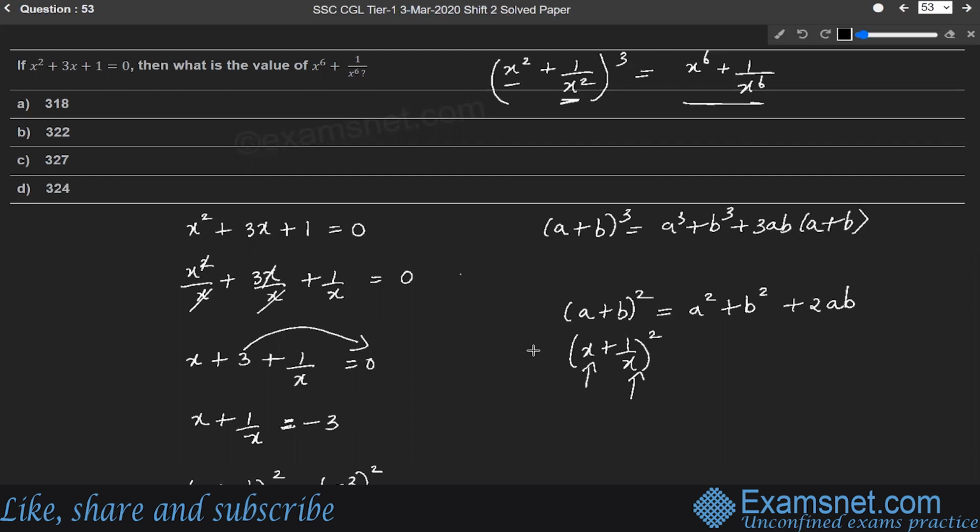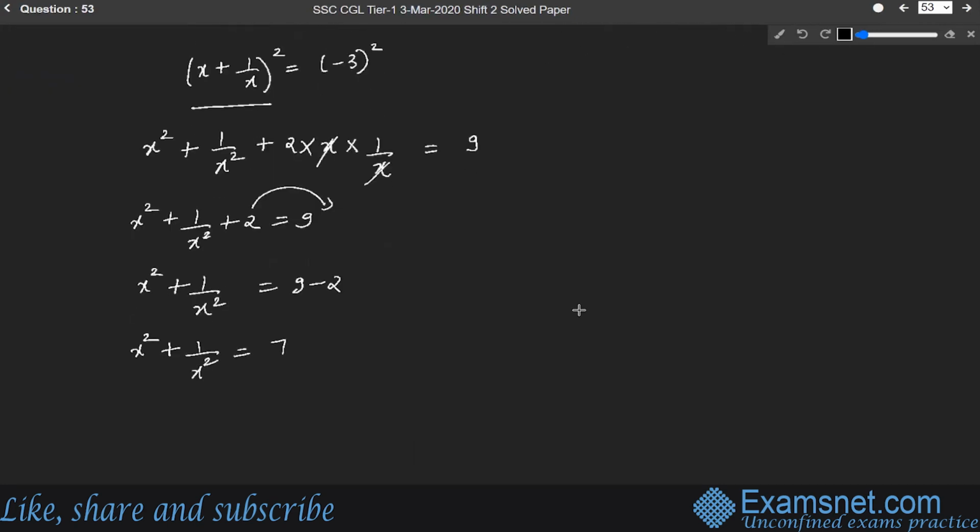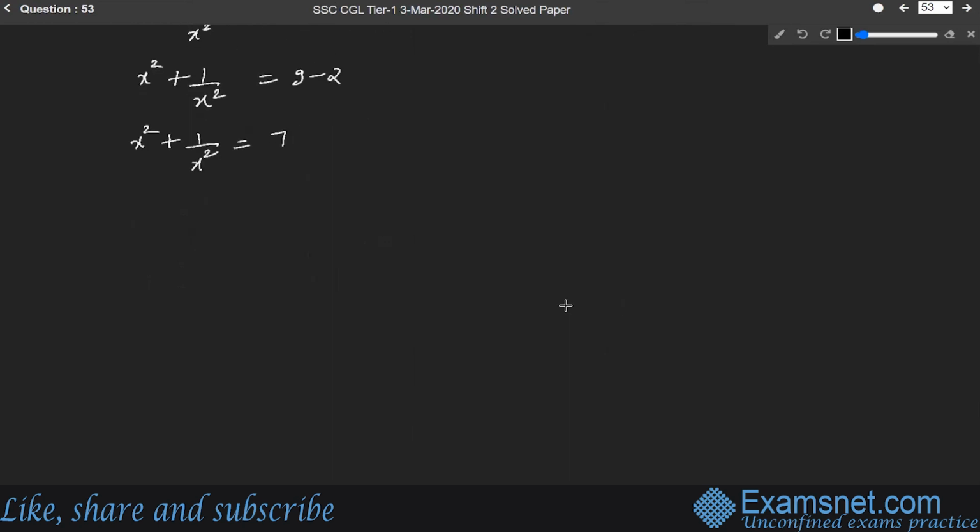Here I have solved only a cube plus b cube. We also have to solve plus 3ab into a plus b. Just to let you understand, I have solved only a cube plus b cube. If we do the cube here, then we get the terms as x power 6 plus 1 upon x power 6, which is the term that we actually have to find. That is why we are taking cube on both the sides. So x square plus 1 upon x square whole cube is equal to 7 cube. This is the step formed on cubing both the sides.